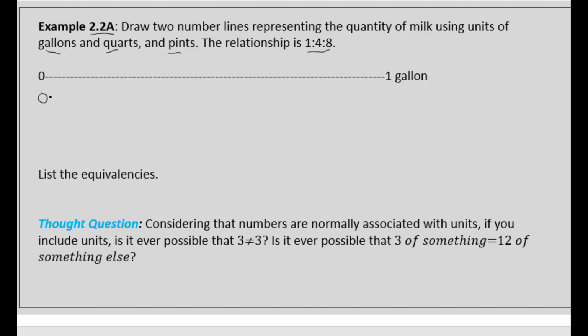I'm going to start with 0. I'm going to go all the way, not very straight, to 4 quarts. And then I'm going to put in 1, 2, 3, 4 quarts, equally spaced apart. Now let's see if I can draw a better line for pints.